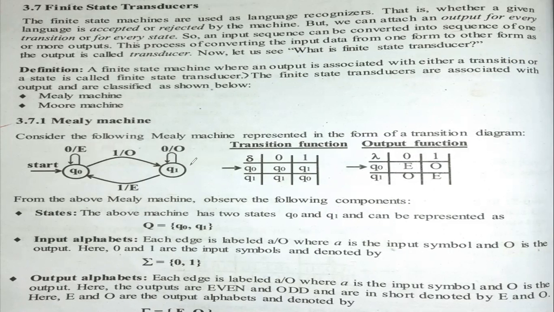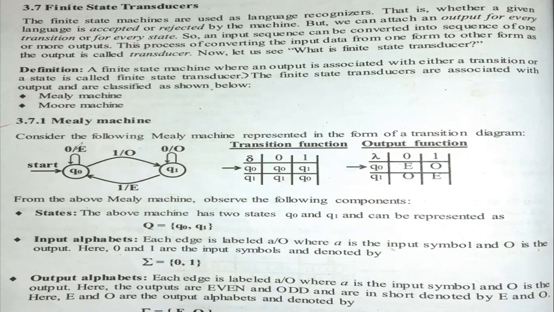Then Q1 on receiving 0. The outcome is O exactly, sorry, don't get confused. So O we are writing. Then Q1 on receiving 1, what is the outcome? E exactly. So E we are writing. So this we are considering as the output function, and this we are considering as the transition function. If a DFA we are designing along with this kind of output function, then that we are calling a Mealy machine. Very simple.